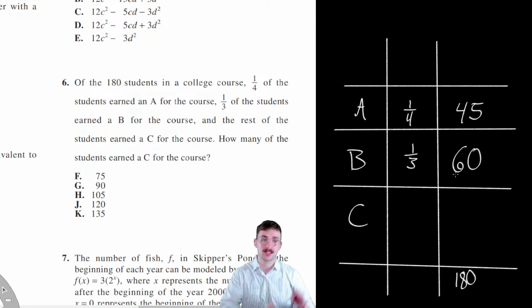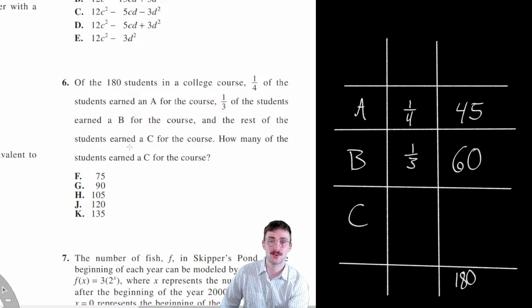So again, this is why I'm setting it up this way. This is a little bit extra. But this is a tool that you can use if you're ever not 100% sure what you're doing on a problem, or you don't know where to get started. As soon as you realize that they're giving you A, B, C, fractions, and then you have a number for what it actually represents, organize the data.